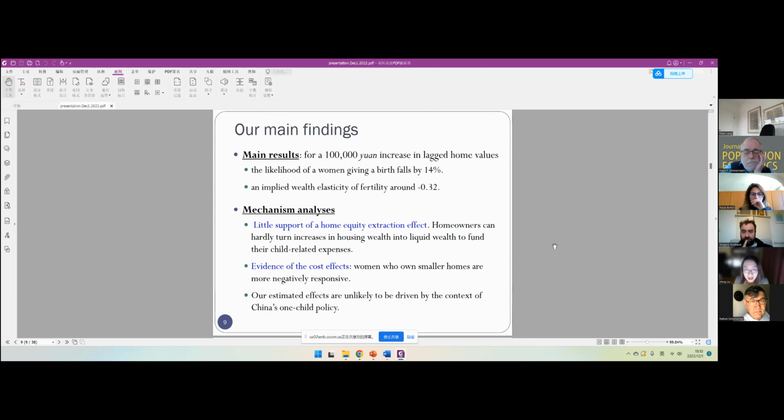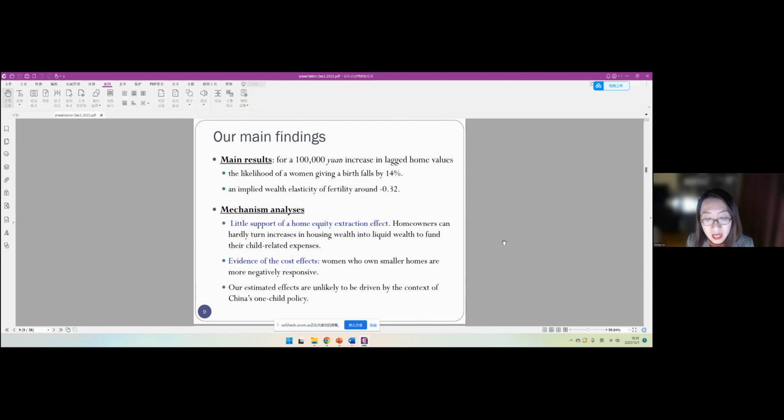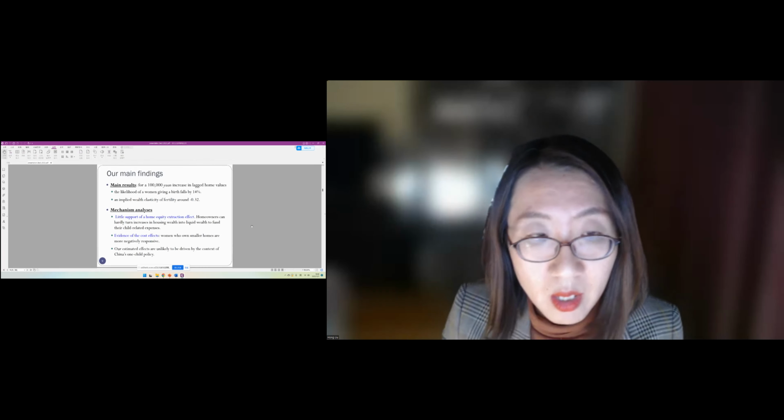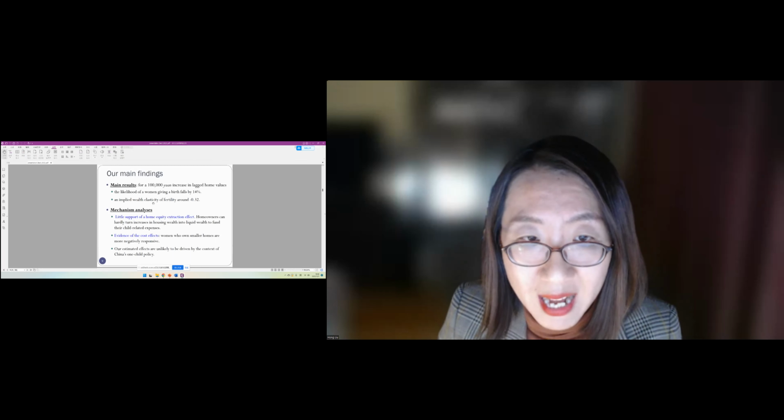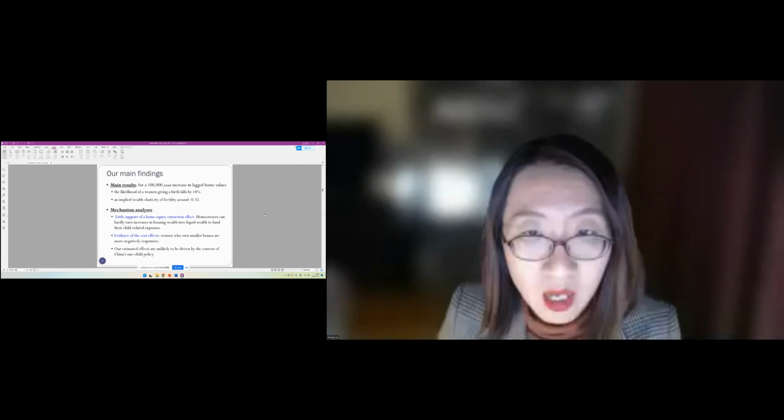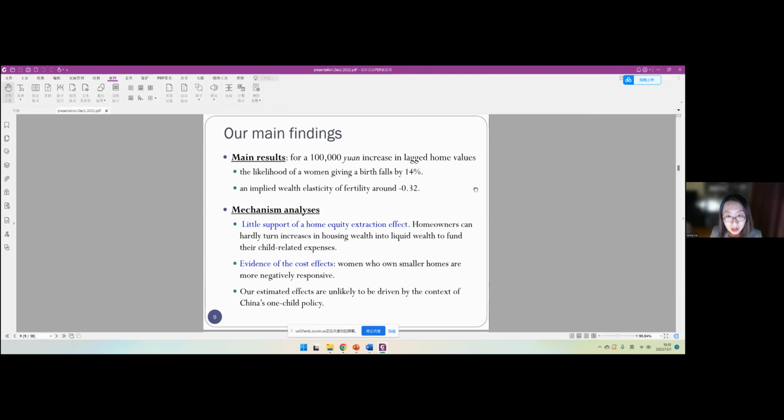We find that for a 100,000 yuan increase in lagged home value, that is about 15,000 US dollars, the likelihood of a woman giving birth falls by 14% compared to the average fertility rate in the sample. It implies a wealth elasticity of fertility of around negative 0.32. This contrasts sharply with the findings in developed countries, because they mainly find a positive effect.